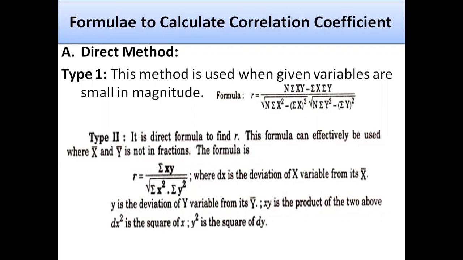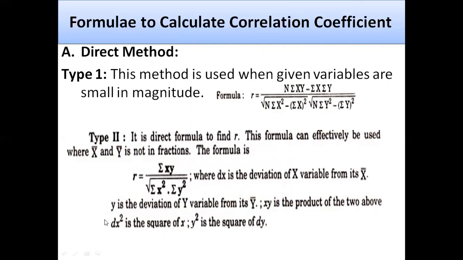So here, as we can see, the formula is sigma xy upon the square root of sigma x square into sigma y square. These values we will calculate by way of the deviation of the x variable from its x bar. So that is dx, and sigma xy we can also call sigma dx dy, upon the square root of sigma dx square into sigma dy square. These values we will calculate when we solve the numerical.